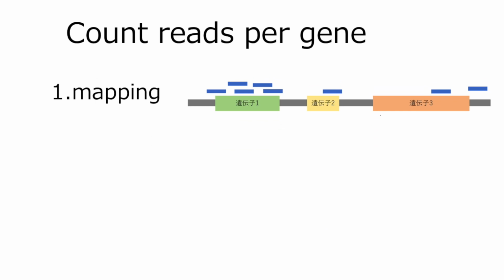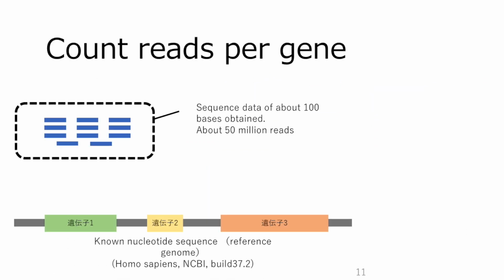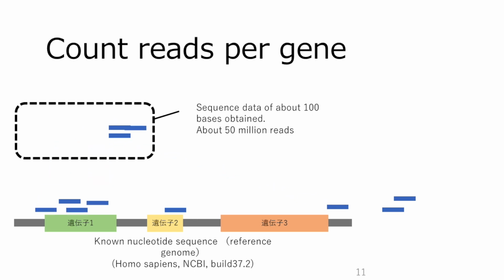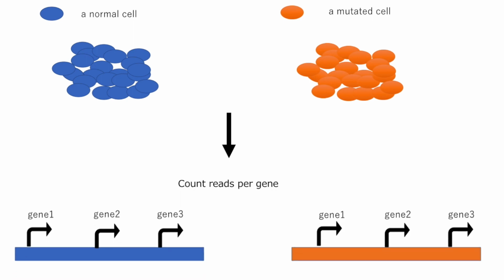The next step is to quantify the genes. Mapping is performed first, and quantification is then performed. Mapping is a process of taking the sequence data from the previous section and applying it to a reference genome, which is a nucleotide sequence. This will allow us to compare gene expression levels between normal and mutated cells.